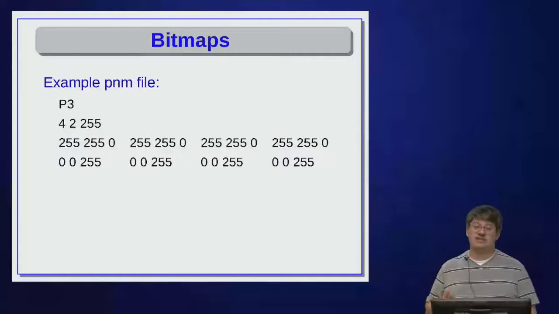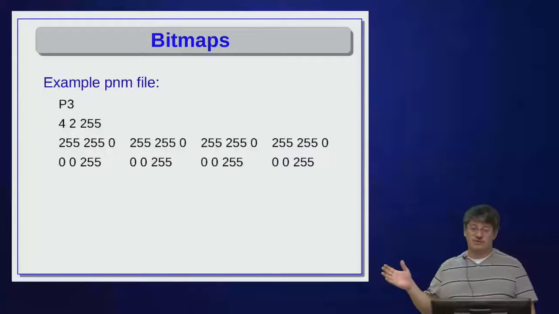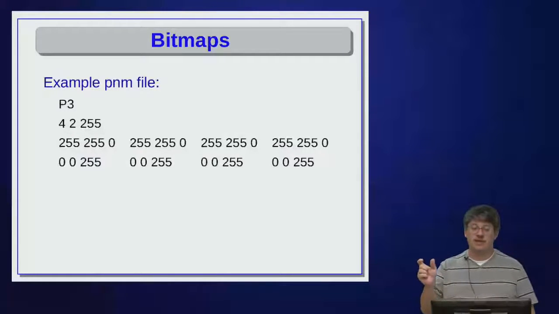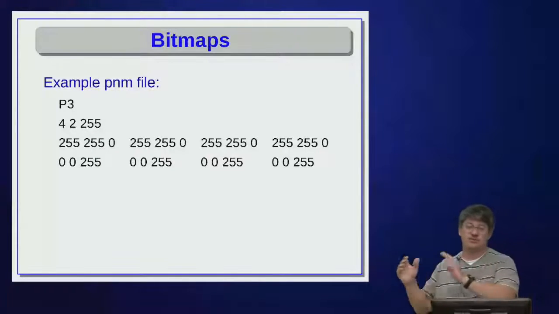So then the next 2 lines of the file are the 2 rows of the image. In each row we have 12 numbers. Each triple of numbers, each set of 3 numbers represents 1 colored pixel on the screen. The first number is the amount of red, then the amount of green, then the amount of blue. And we have 4 of them because we have 4 columns. So there's 4 triples, 4 ordered triples.